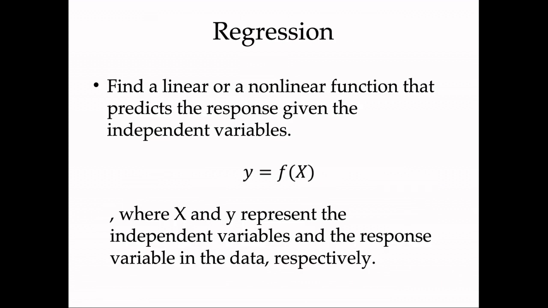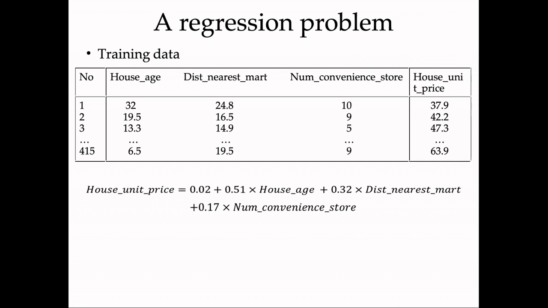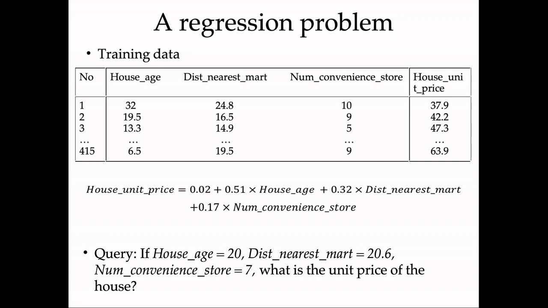Regression is supervised learning. Regression finds a linear or nonlinear function that predicts the outcome given the independent variables. Independent variables are called predictors, and the outcome is called a dependent variable. Suppose that the function you derive from the training data is a linear function of the 3 predictors. The function returns the predicted house unit price given in a query. If house age is 20, the distance to the nearest mart is 20.6, and the number of convenience stores near the house is 7, what is the house unit price?